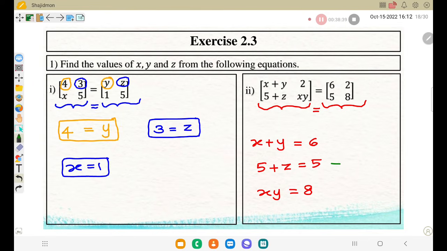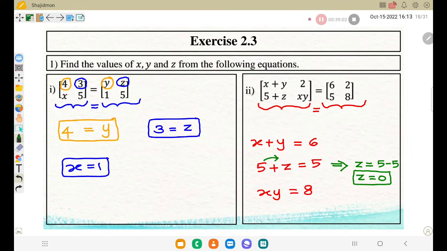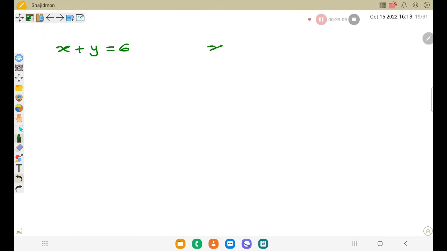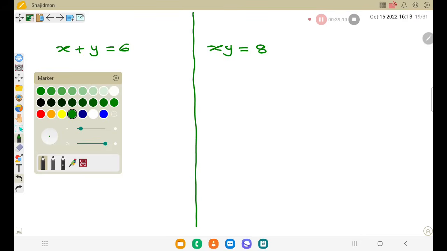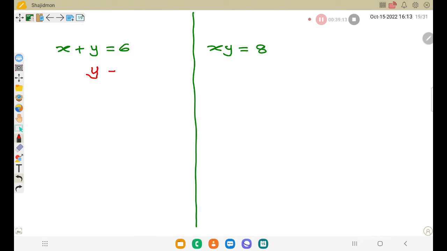Now from this we can find the z value. z equals 5, take it to the other side. So 5 minus 5, that means z equals 0. z number we got. Now we need to calculate the x number and y number, okay? So what is the condition now? We have x plus y equals 6, correct? And xy equals 8, x multiplied by y equals 8. Now what we will do here, from here we can easily take the y value. y value means 6 minus x, plus x taken to the other side, 6 minus x.